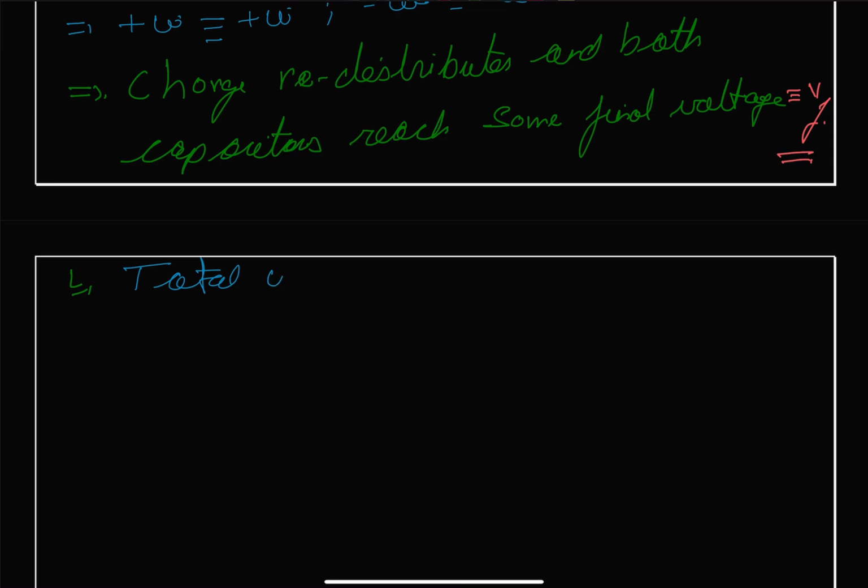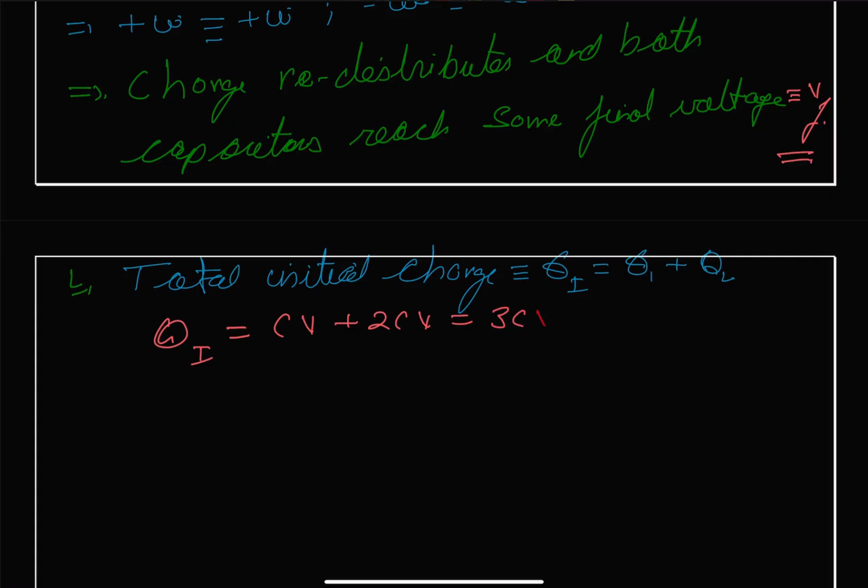Total initial charge, let us call this as Qi, will be equal to Q1 plus Q2, which gives us that Qi will be equal to CV plus twice CV, giving us 3 CV. And using charge conservation, our final charge will be equal to our initial charge, which is our 3 CV.